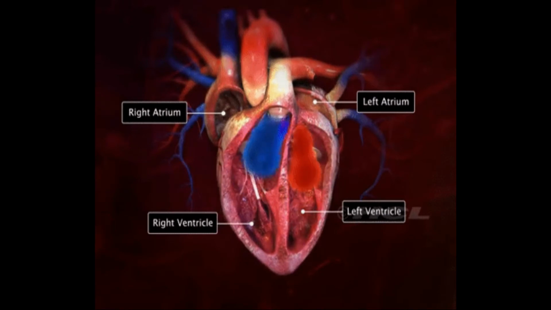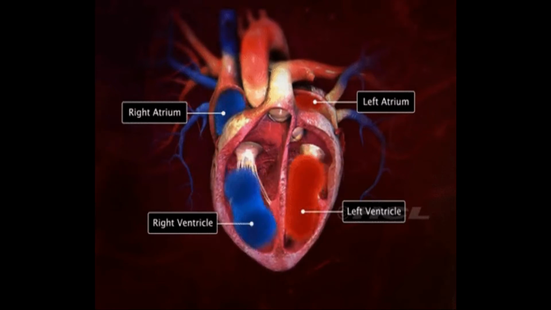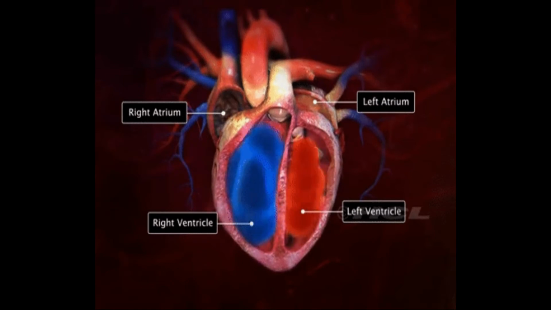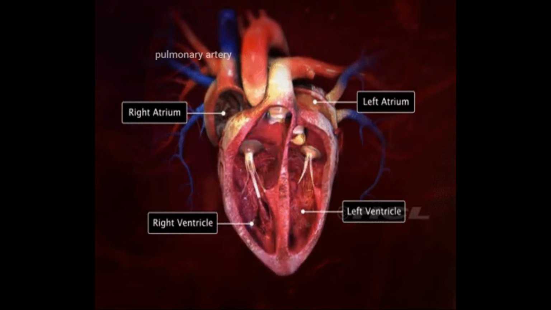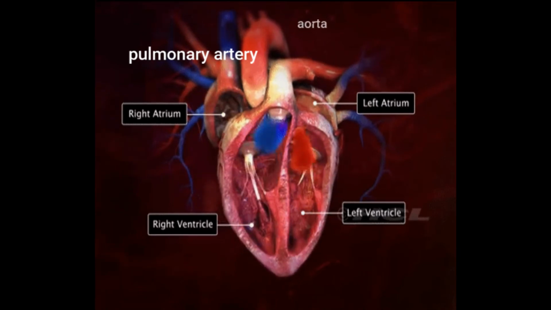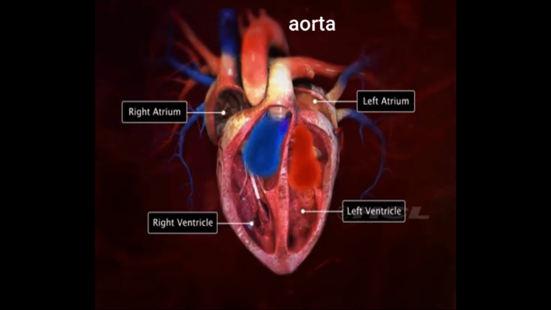The left atrium receives blood that has been oxygenated in the lungs from the pulmonary veins. Both atria then pump their supply of blood into the ventricles. The ventricles are the shipping stations of the heart. The right ventricle pumps oxygen-poor blood into the lungs through the pulmonary artery. On the other hand, the left ventricle pumps oxygenated blood to the body through the aorta, which is considered the largest artery in the body.